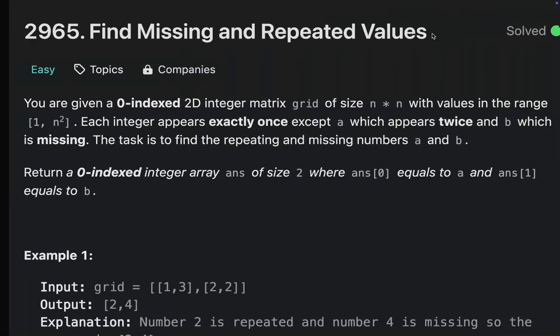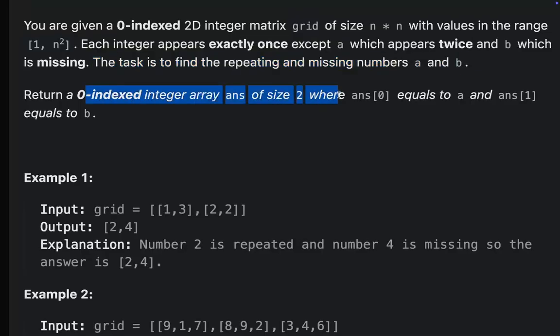Here we go. We have a question: find missing and repeated values. You are given a 0-indexed integer matrix of size n cross n with values in the range of 1 to n square. Each value appears exactly once except a which appears twice and b which is missing. Our task is to find the repeating and missing numbers.